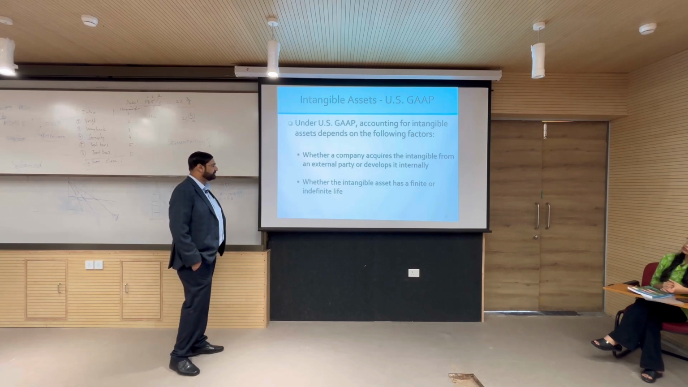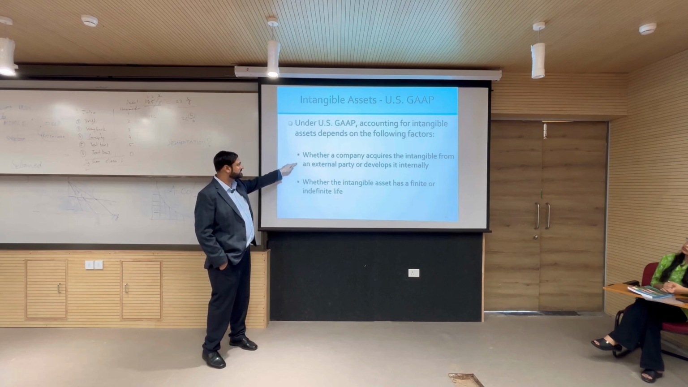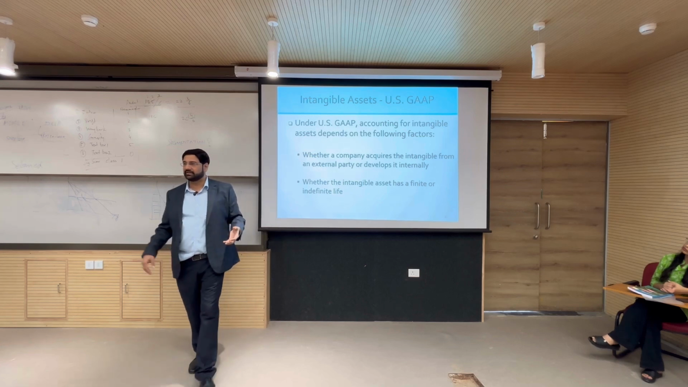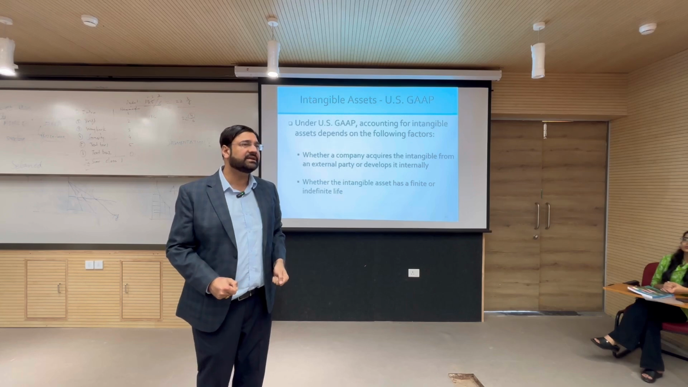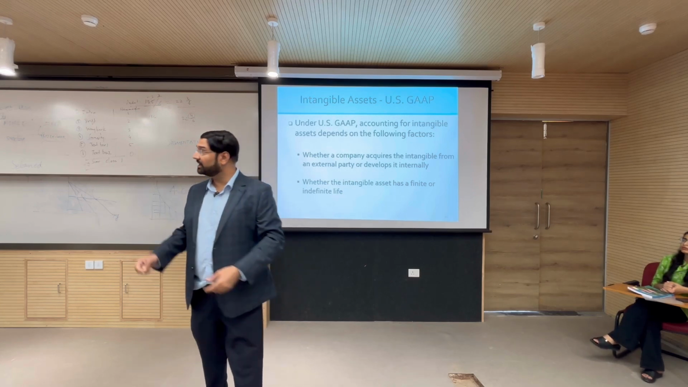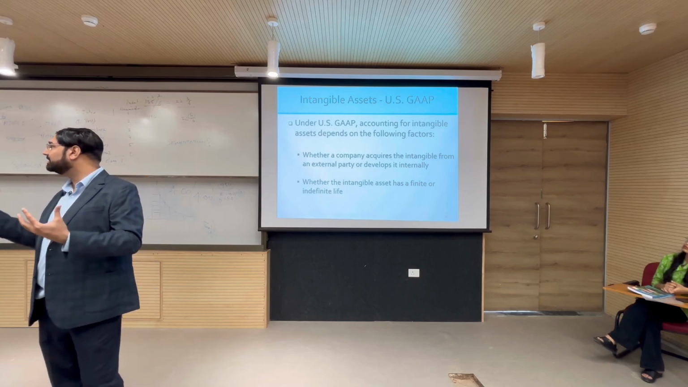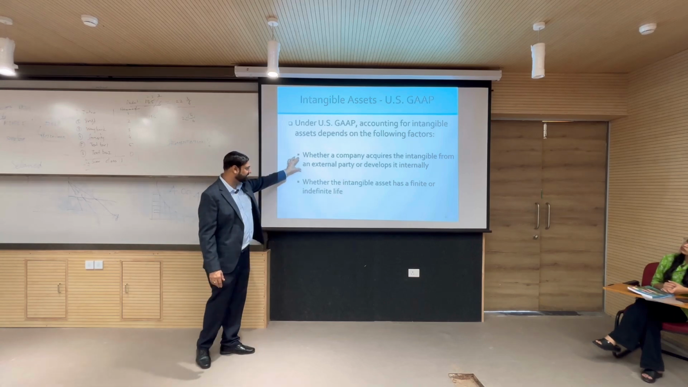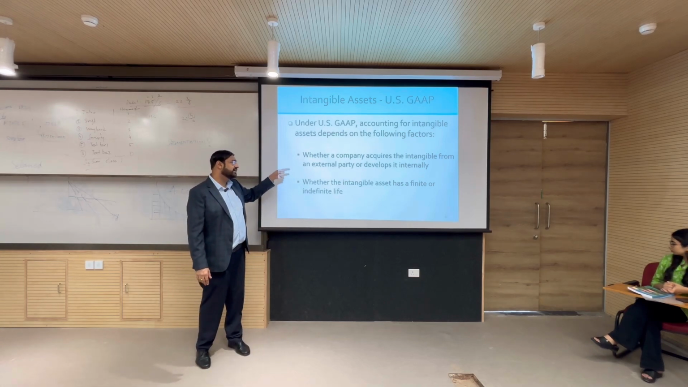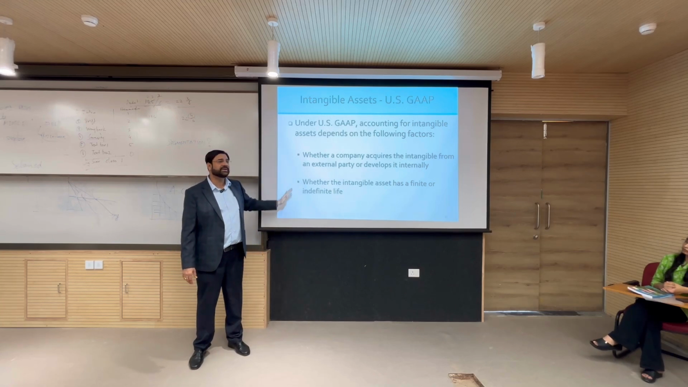So, in US GAAP, accounting for intangible assets depends on the following factors: whether a company acquires the intangible asset from outside or develops it. So, there are two types of intangible assets. One, she did some invention, I just purchased it from her, that is an externally acquired intangible asset. Second is, I did my own research and development and came up with something new. So, that is my internally developed intangible asset. So, accounting depends on these factors and whether the intangible asset has a finite life or indefinite life, because you will see what is happening in each of these cases.